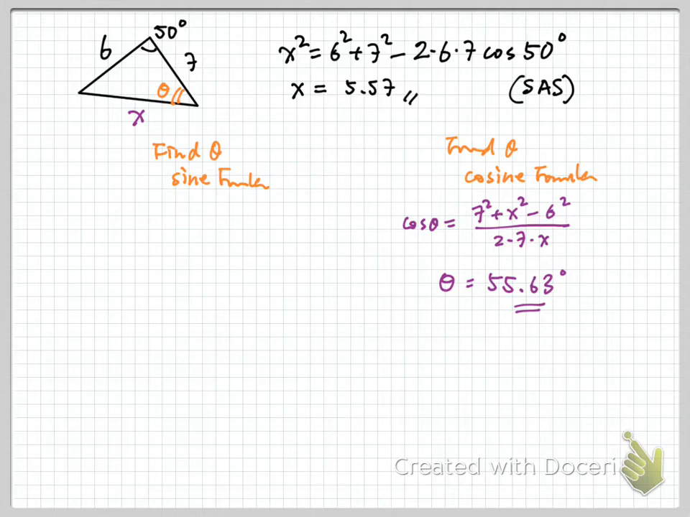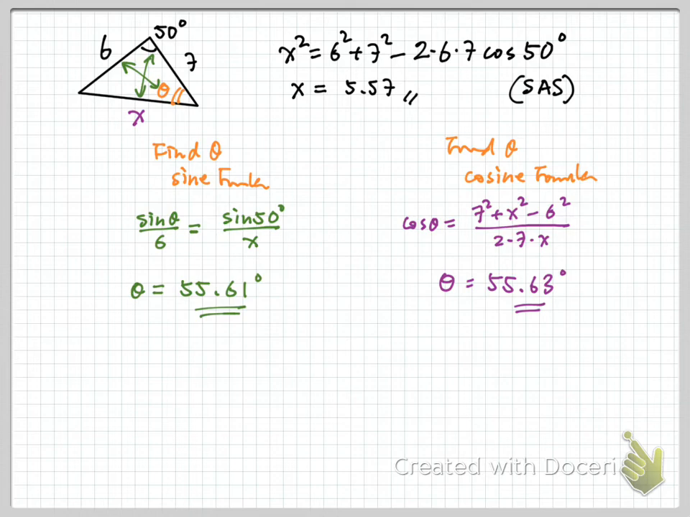Now let's try that for the sine formula. From the sine formula we have sine theta over 6 equals sine 50 over x. Can we do this? Sine theta compared to 6 is sine 50 compared to x. This is how the sine formula works. So once again, we do it on the calculator, and the calculator shows 55.61 degrees.